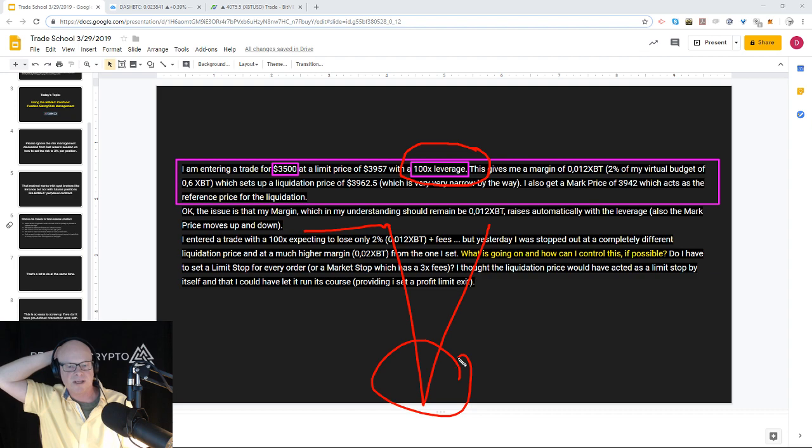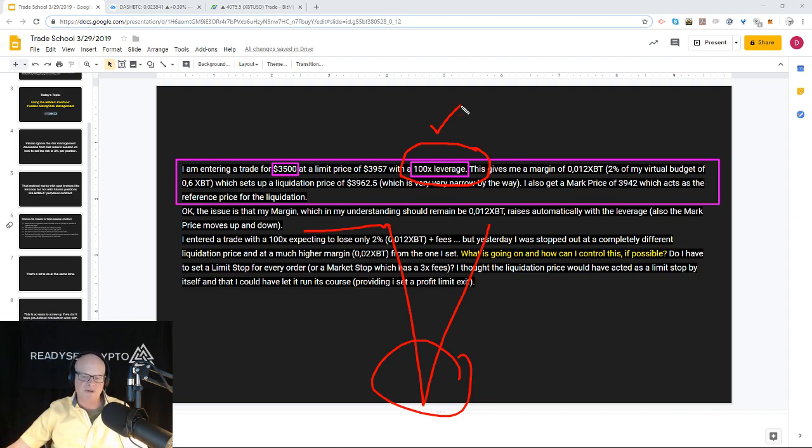Liquidation occurs instantly at the market price. You'll never even see the price blip that occurs. So what is going on and how can you control this? Well, you're asking for trouble if you go down this road. If you start using leverage to make up for your lack of account size, you will eventually pay for it.